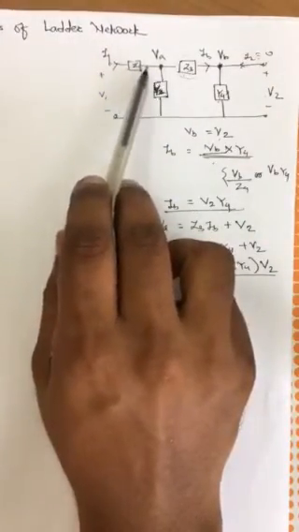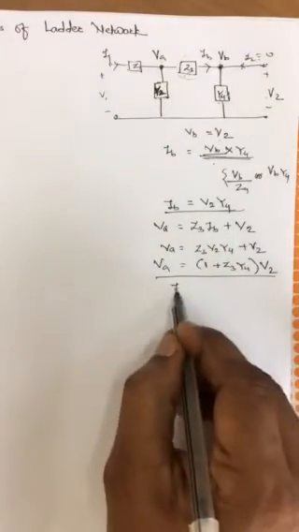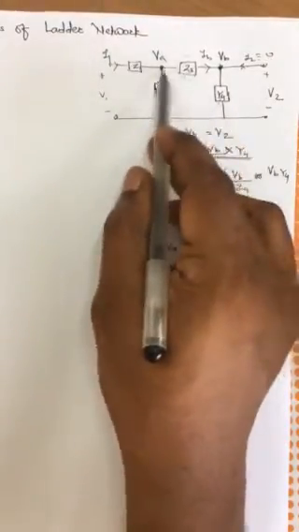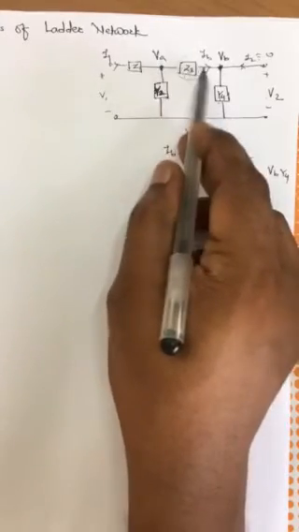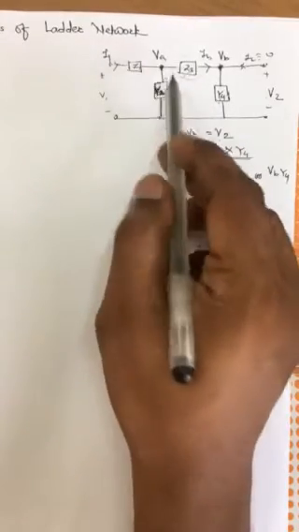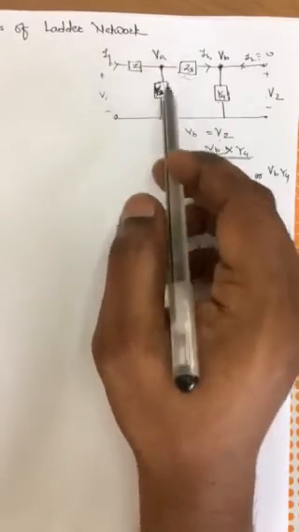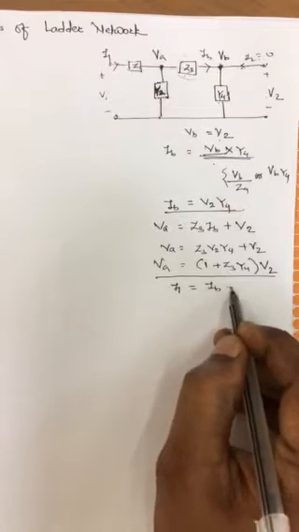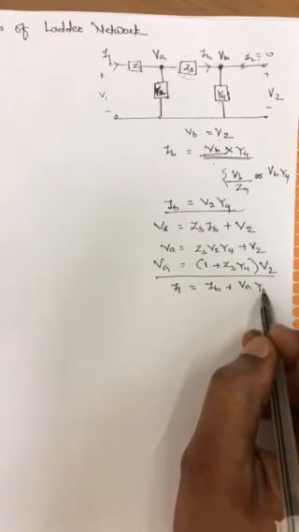Now after VA, what will we find out? We will find this current. This current is I1, no? So I can write I1 equal to the current in this branch plus the current in this branch. The current in this branch is IB, plus this current is VA into Y2, or if it is Z2, I can write VA divided by Z2. So I1 I can write as IB plus VA into Y2.